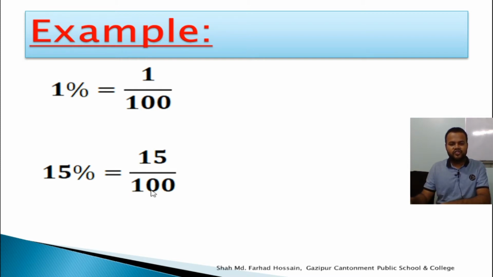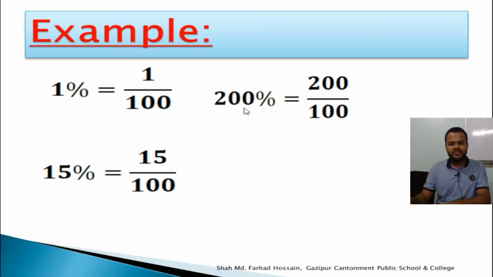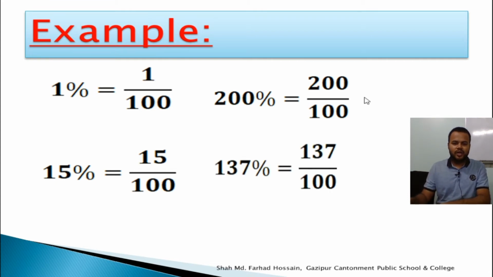Let's see another one. 200% equals 200 divided by 100, that is equal to 2. So we can say that 200% is equivalent to 2. Another one, 137% equals 137 by 100. 137% is expressed as a fraction of 100, that is 137 by 100.